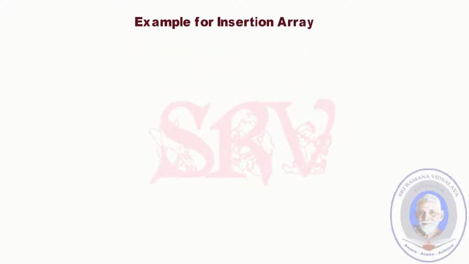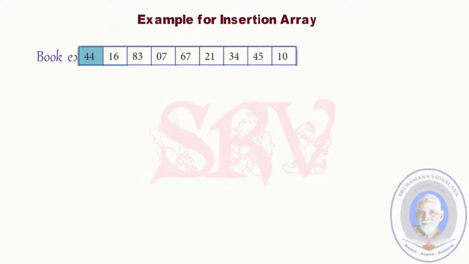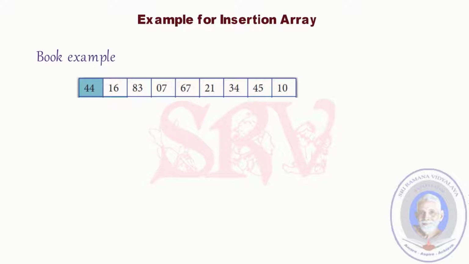Example of insertion sort. Let's see the book example itself. In this algorithm also, while sorting, we split the array into two parts, sorted array and unsorted array. To differentiate, the sorted one is shaded in blue and the unsorted one in white. Initially, the first element, the index 0 position value, that is 44, is taken and it is considered as sorted and put in the sorted list.